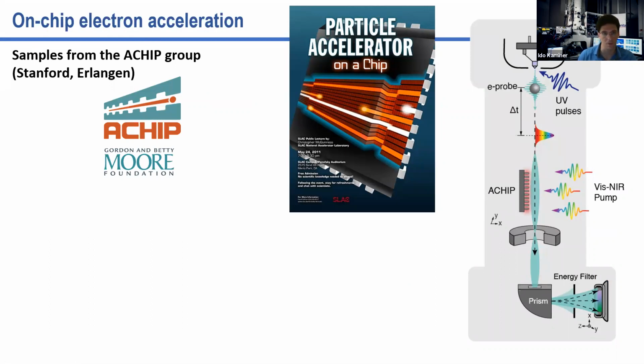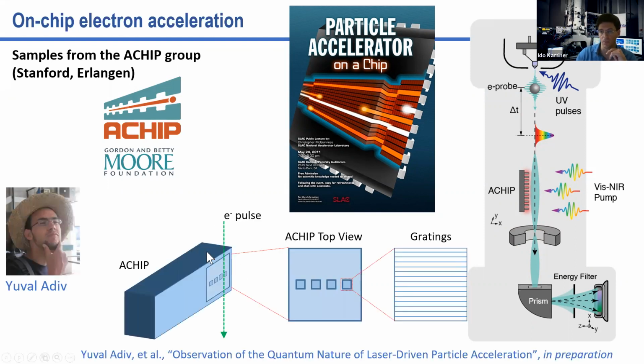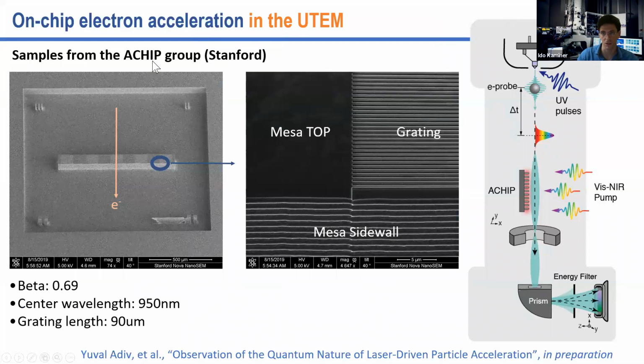So I want to show you some experiments that are being done right now in collaboration with a group called ACHIP. This is Accelerators on Chip. It's a collaboration that's led by Stanford and Erlangen in Germany, where structures that are made on silicon chips can help guide light and trap it in a way that, when bringing an electron to interact with it, can help us push the electron and accelerate it more strongly. And the first effort we did on this was led by Yuval Adiv, with measurements by Rafael Dahan and Kangpeng Wang and group and others, where the electron is now interacting with structures that we got from the guys in ACHIP at Stanford. This was a SEM picture of how the structures look.